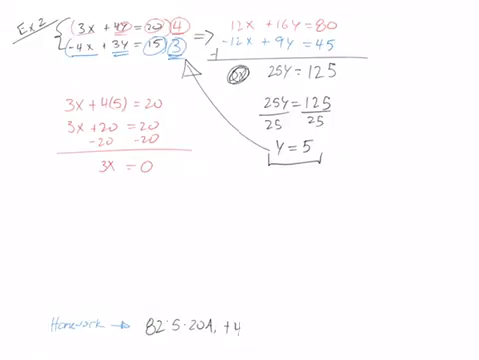Don't freak out by that or think we've gone somewhere wrong. We're still okay. Divide by 3. x is going to equal 0 divided by 3, which is 0. It's the other half of my answer. So my final answer is going to be 0, 5.